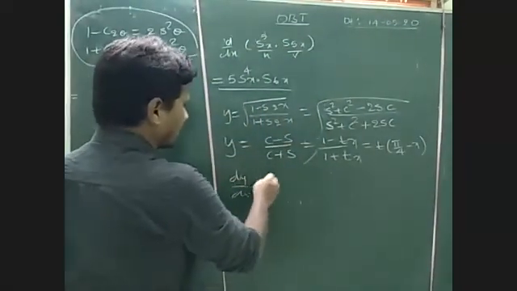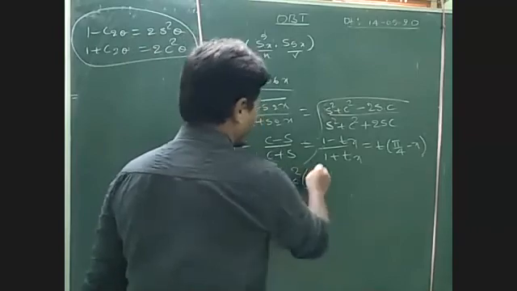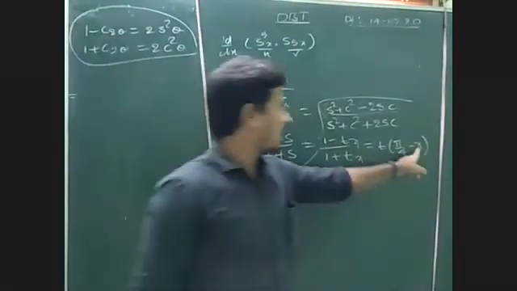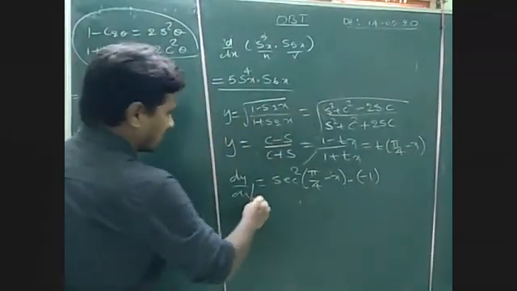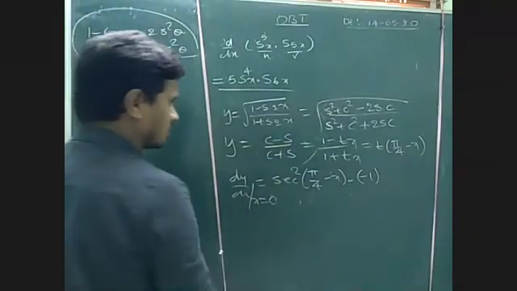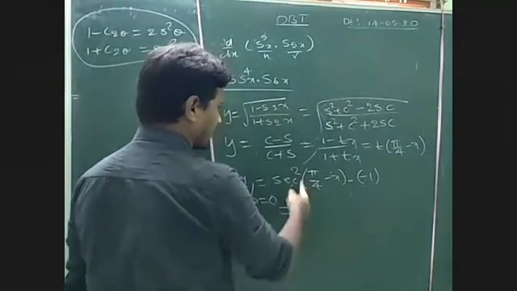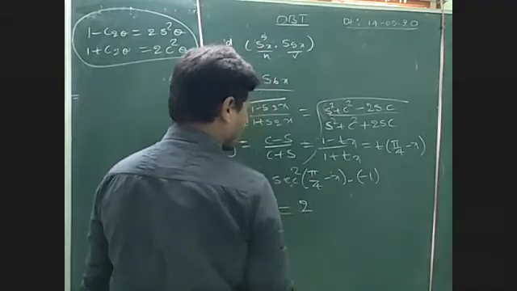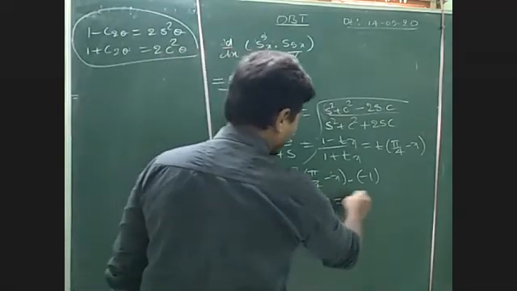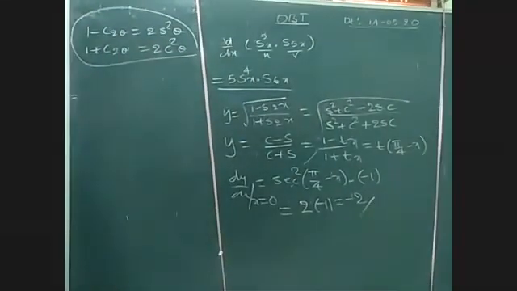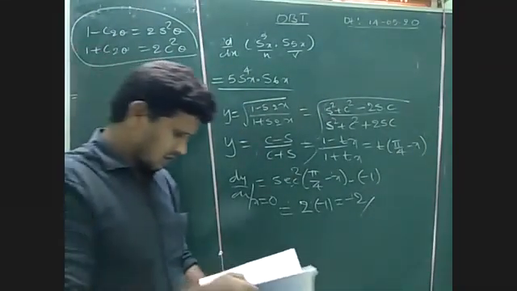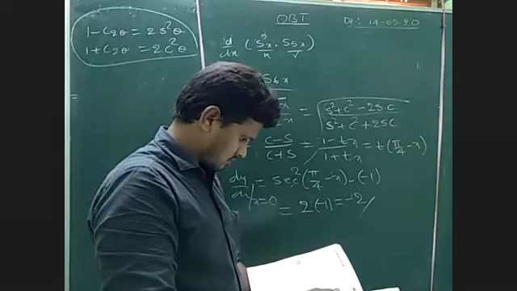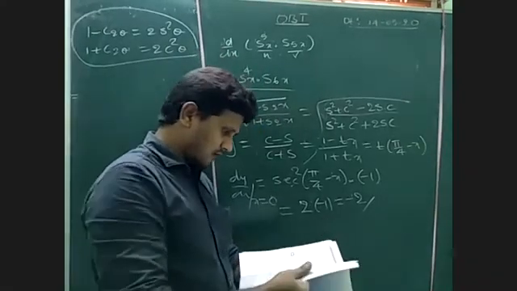So dy by dx is secant square (pi by 4 minus x) into the derivative of the inside, which is minus 1. So minus sec square (pi by 4 minus x). Now they are asking at x equal to 0, so substitute 0. Secant square pi by 4, secant 45 is root 2, and root 2 squared means 2. So 2 minus 1, giving minus 2. Is there any option minus 2? Yeah, minus 2 is there.